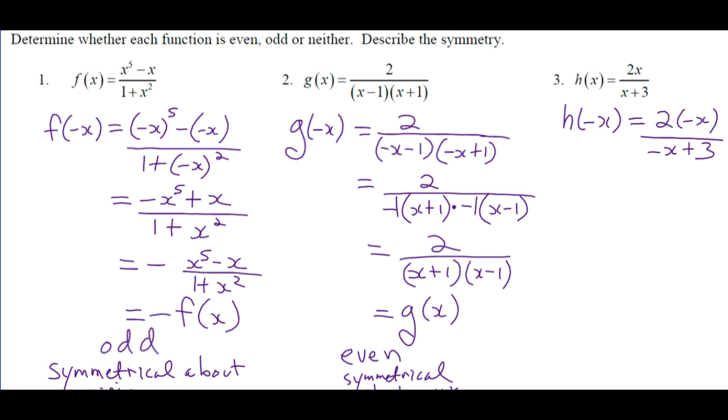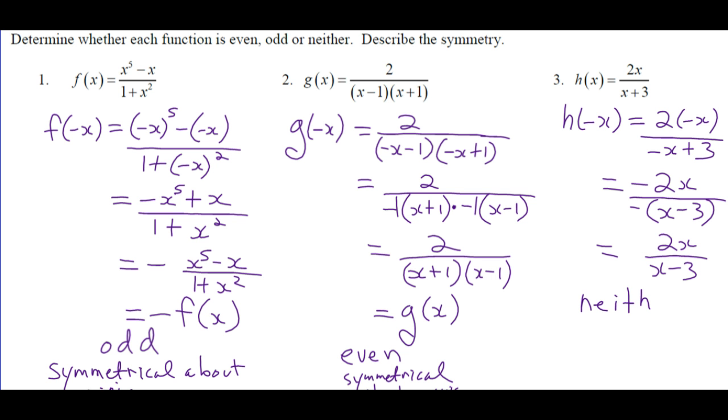Okay, so we want to work out h of negative x, which is 2 times negative x. Okay, so let's call this negative 2x. Let's factor the negative out of there, right, out of here, so that we get an x minus 3 here. Now, the negatives cancel top and bottom. We get 2x over x minus 3. So this is 2x, x plus 3. Are they the same? Is it the negative of? No, so it's neither. Okay, neither. There is no symmetry.